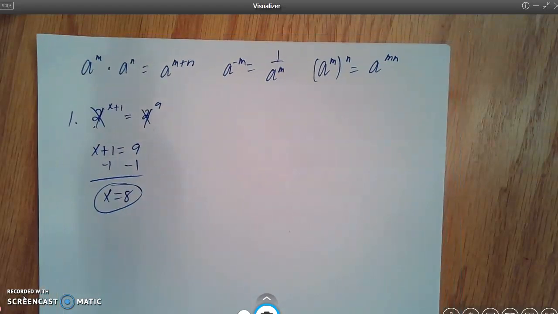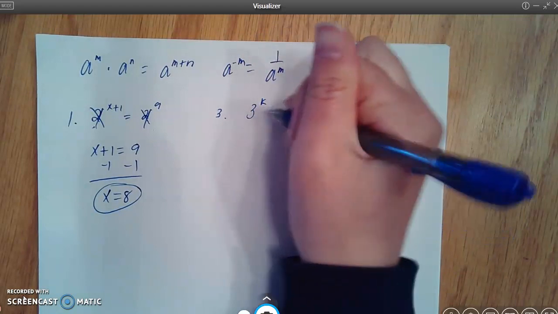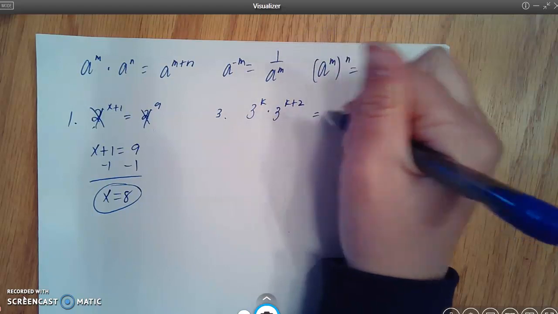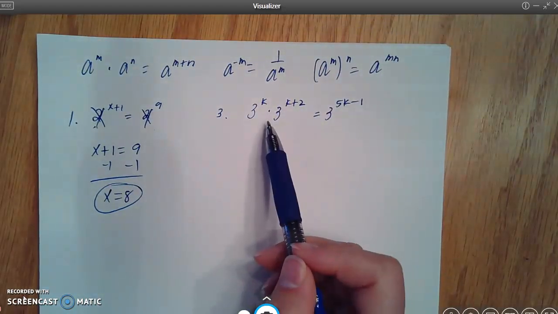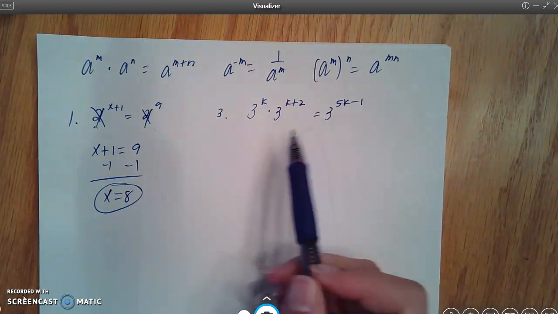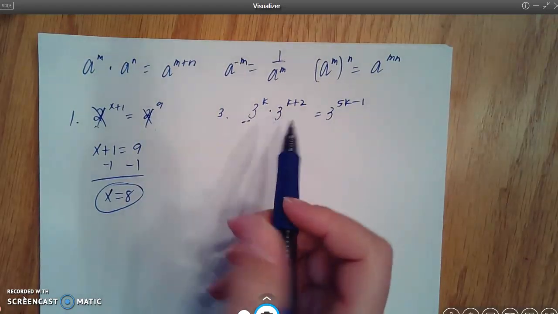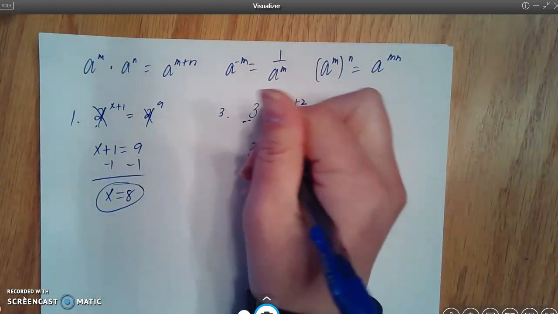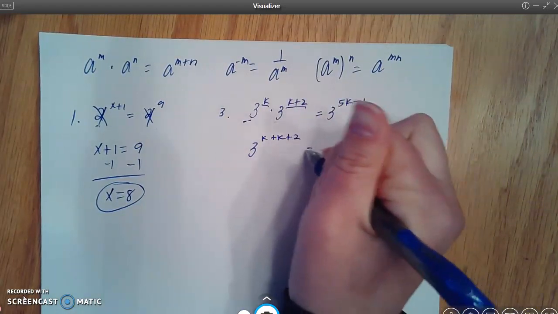Now, here's the difference. If you were to look at number 3, for instance, number 3 has 3 to the k times 3 to the k plus 2, and then this is equal to 3 to the 5k minus 1. I need to have one base of 3 on the left, one base of 3 on the right. On the left, I have this base of 3 and this base of 3, so I need to combine those together. When I'm multiplying, that means I'm going to add my exponents. So I'm going to rewrite this as base of 3, I'm going to take my exponent of k and then add k plus 2.